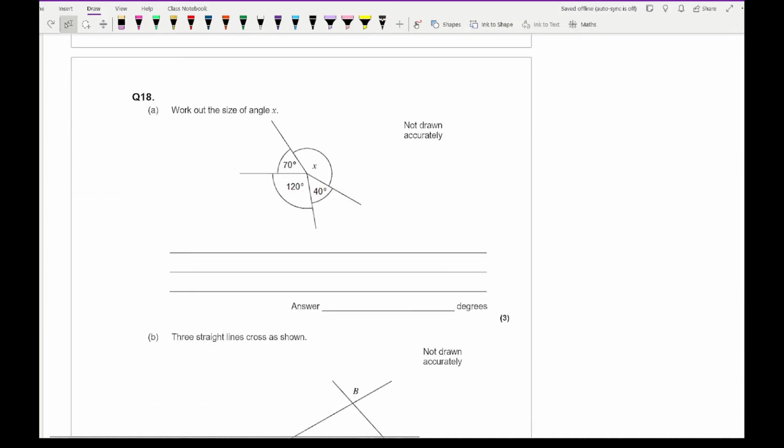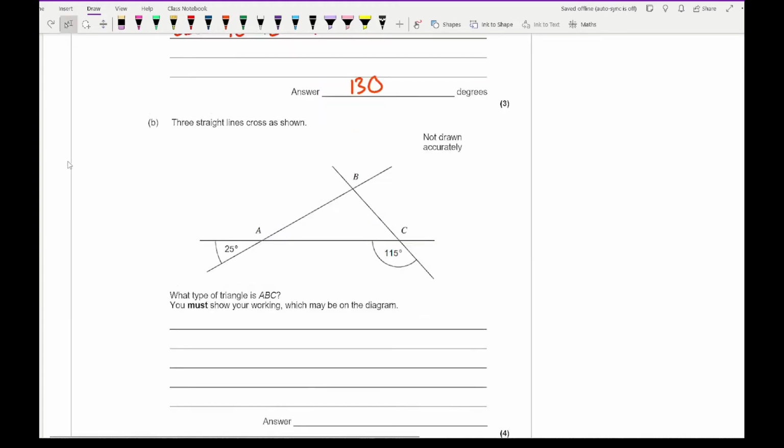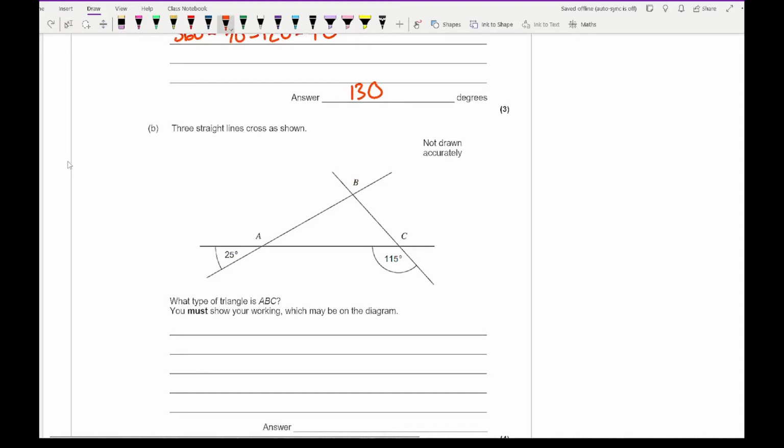Moving on to question 18, it says work out the size of angle X. So you should know that angles around a point add up to 360. So this needs to do 360 take away 70 minus 120 minus 40, in which you should have the answer of 130. Then for B, it says what type of triangle is ABC, and it says you must show your working, which may be on the diagram.